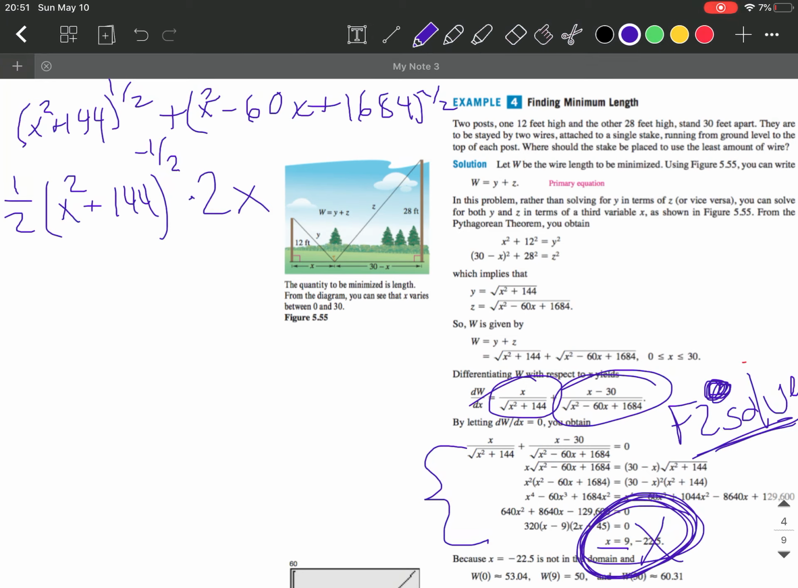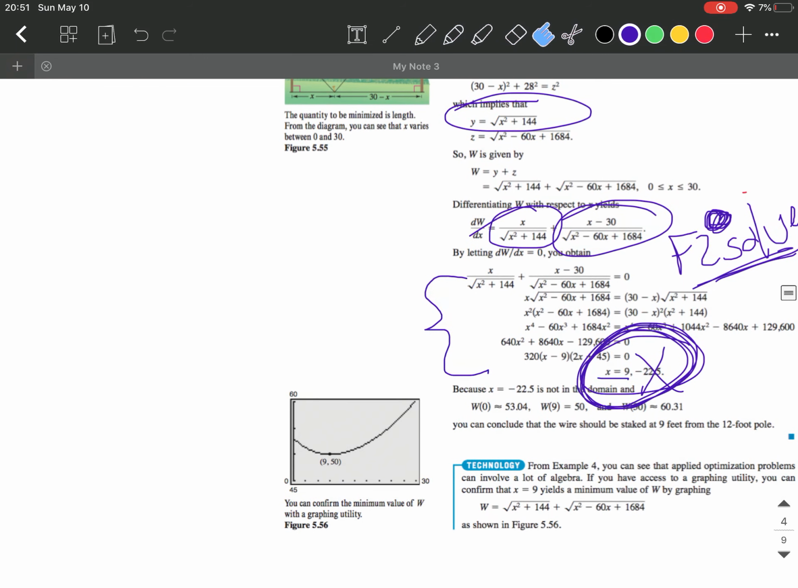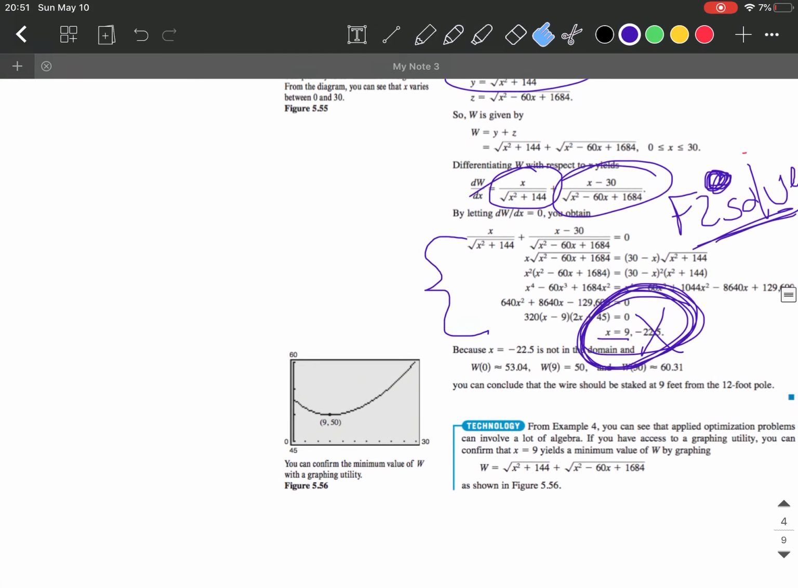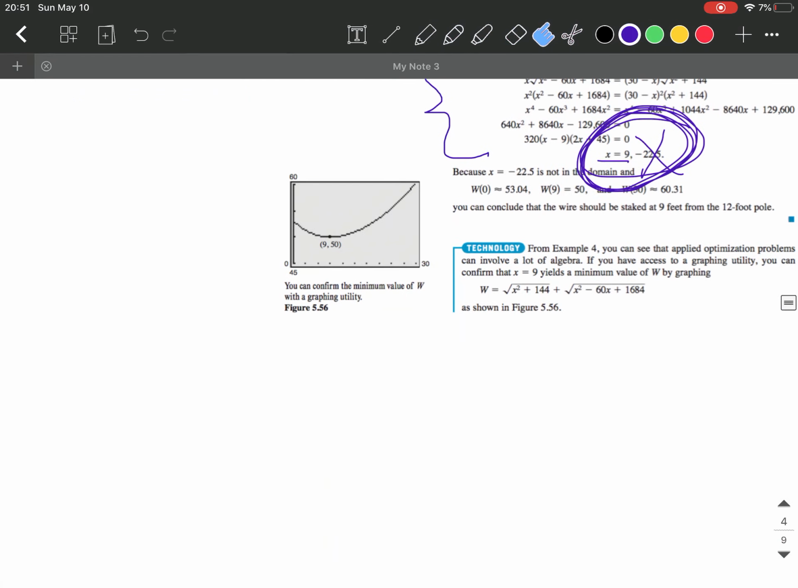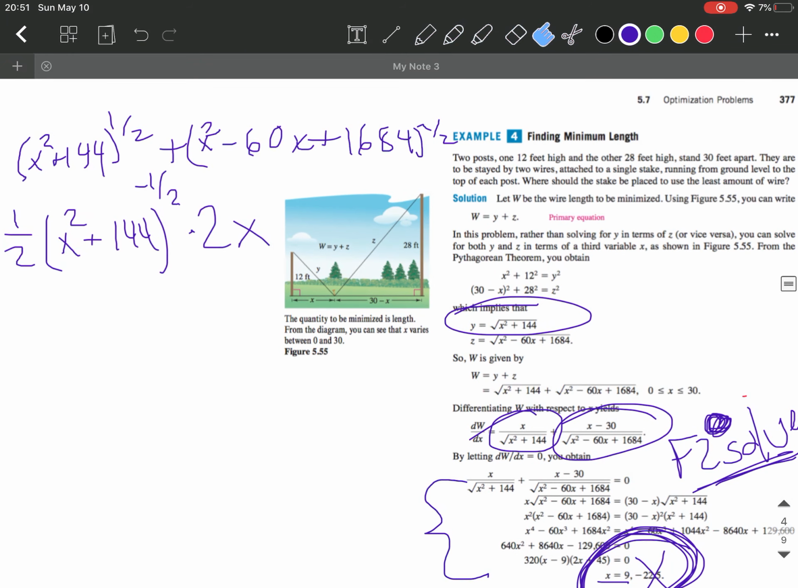Now once you already have the answer for x, you can easily substitute to find the value of y by using this equation over here. Okay, go ahead and do that and make sure you can get the result stated over here. So x is 9, so you're putting it 9 feet from the 12-foot pole. Okay, any questions on optimization problems?